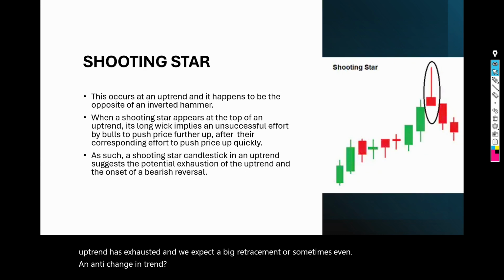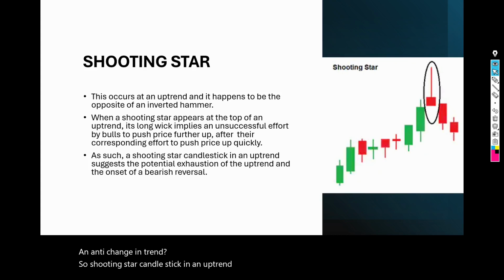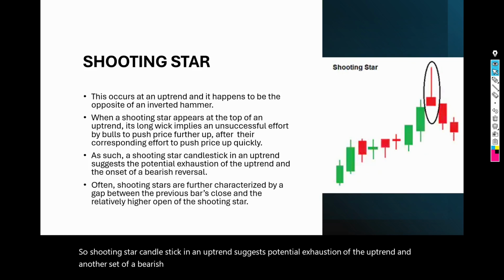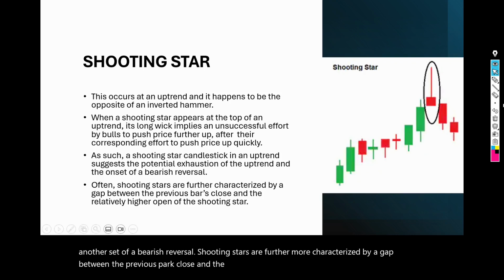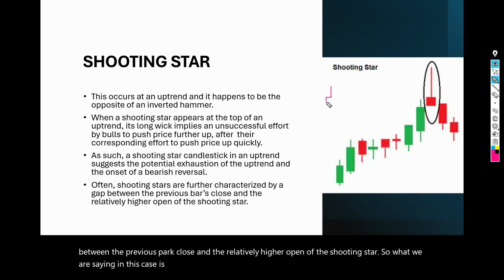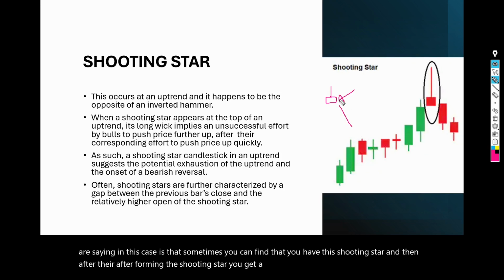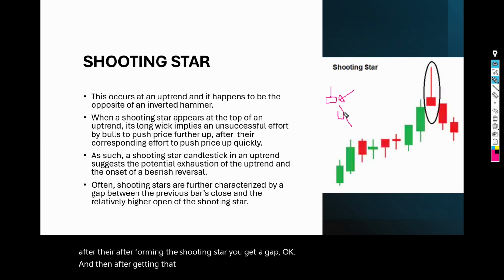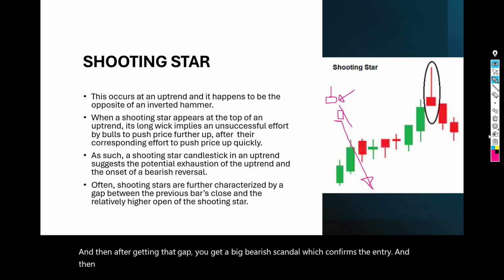So a shooting star candlestick in an uptrend suggests potential exhaustion of the uptrend and an onset of a bearish reversal. Shooting stars are furthermore characterized by a gap between the previous candle's close and a relatively higher open of the shooting star. So what we are saying in this case is that sometimes you can find that after forming the shooting star, you get a gap, okay? And then after getting that gap, you get a big bearish candle, which confirms the entry, and then you can move to catch the wave down.